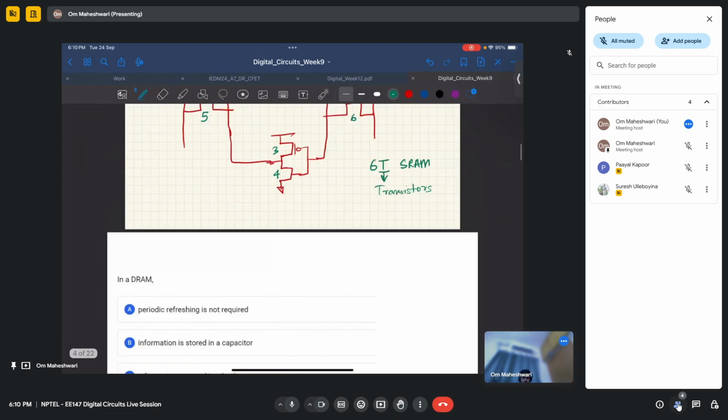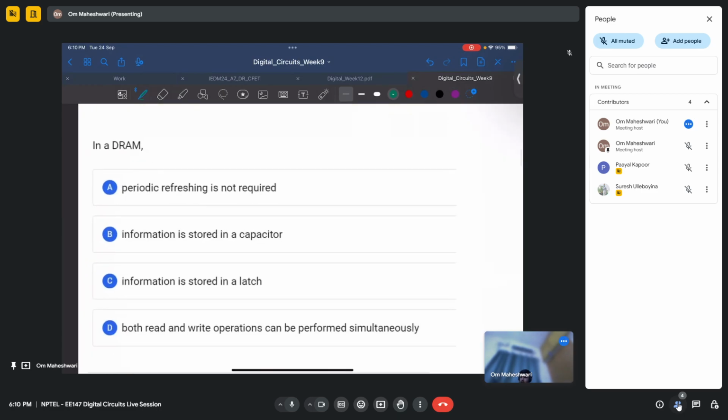Okay, so let's see the next question. In a DRAM, periodic refreshing is not required. Information is stored in a capacitor. Information is stored in a latch. Both read and write operations can be performed simultaneously. Which option is correct?